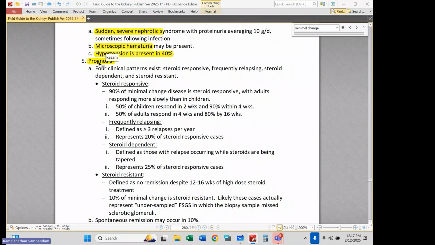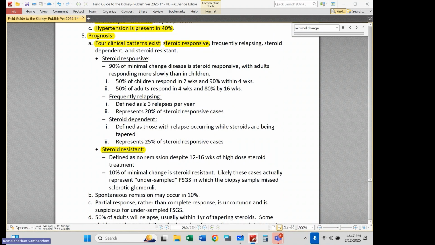Now, when we characterize minimal change and FSGS, so prepare your mind for that conversation as well, we typically describe these individuals in terms of steroid responsiveness and dependence. Okay, and so I'm presenting that the same way here. And I've already said that if you have a steroid-resistant minimal change disease, then you probably are working with an undersampled FSGS. So I've made that point here. These are less likely to be true minimal change, but rather an undersampled FSGS. Okay, at least that's how I manage them. I don't even call them minimal change anymore.